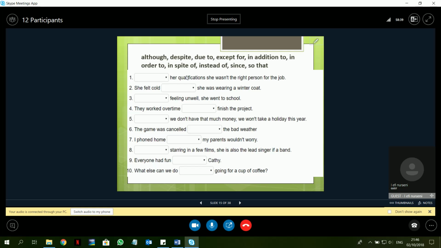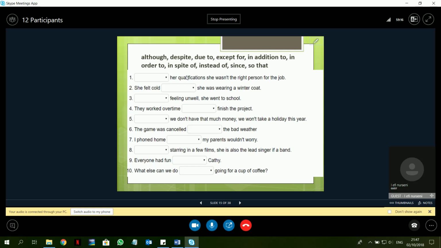Okay, I think sentence number two, it can be a contrast. Also, it can be like cause and effect. Ini bisa jadi dua, tergantung kata hubungnya. Jadi misalnya she felt cold. Tadi jawabannya apa? So that ya. She felt cold, so that she was wearing a winter coat. Dia merasa kedinginan, kemudian dia pakai jaket. Tapi bisa juga she felt cold, although she was wearing a winter coat. Dia kedinginan meskipun dia udah pakai jaket.